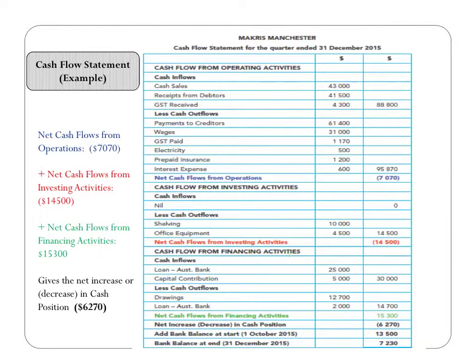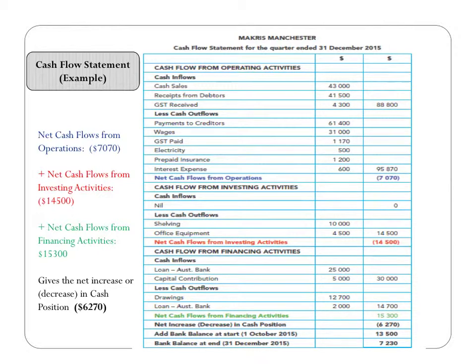cash flows from financing activities. Cash inflows: borrowed loan from Ausbank, and capital contribution by the owner. So 30 grand in total, 30,000. Cash inflows from financing activities, less cash outflows from financing activities. Drawings by the owner, cash drawings. Loan, this is referring to the loan repayment. Okay, so 30,000 take away 14,700 gives you the net cash flows from financing activities.